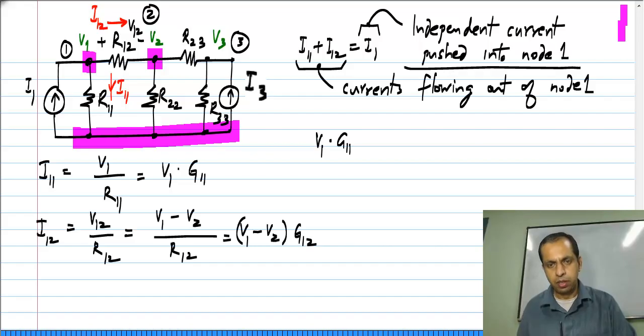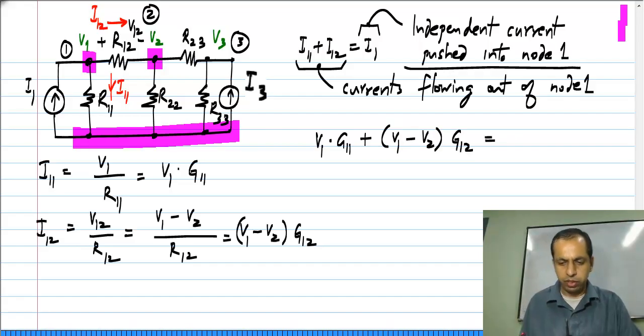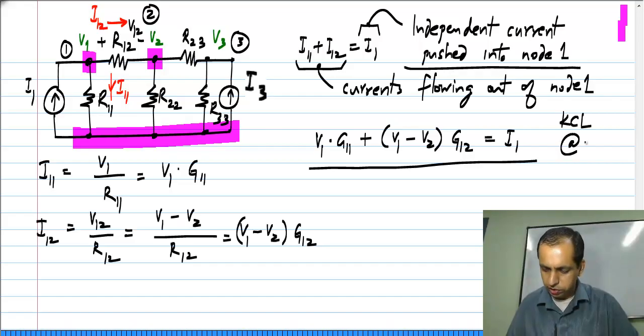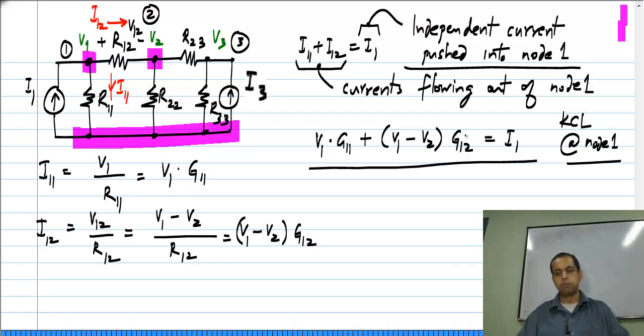Okay. So, I have V1 times G11 plus V1 minus V2 times G12, and the whole thing equals the independent current source flowing into node 1, and that is basically I1. Okay. So, that is my equation for node 1. This is KCL at node 1. So, the equation represents Kirchhoff's current law, and the individual terms in the equations have been written using the element relationships, in this case of a resistor.